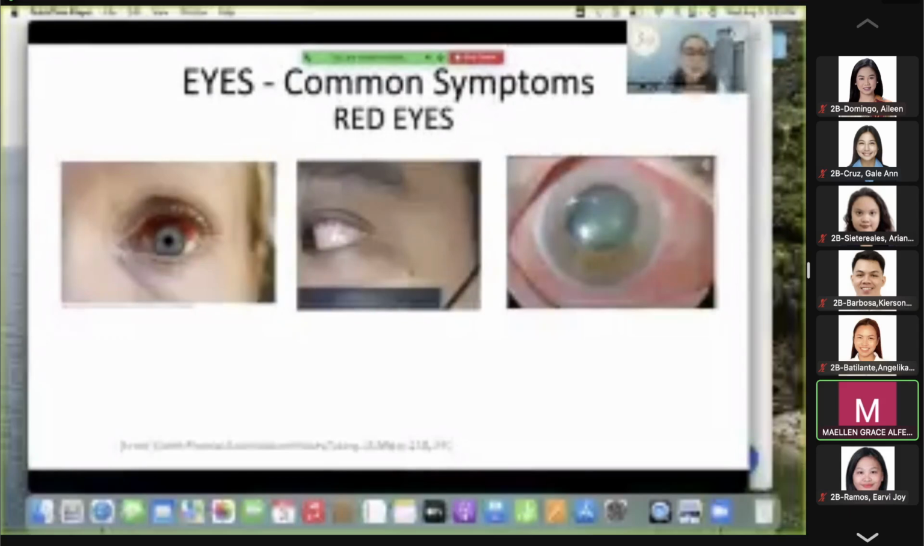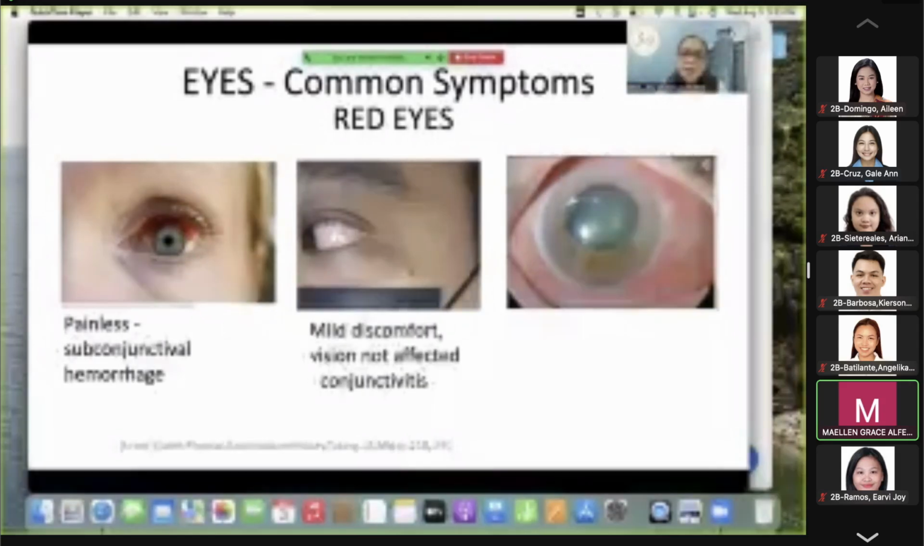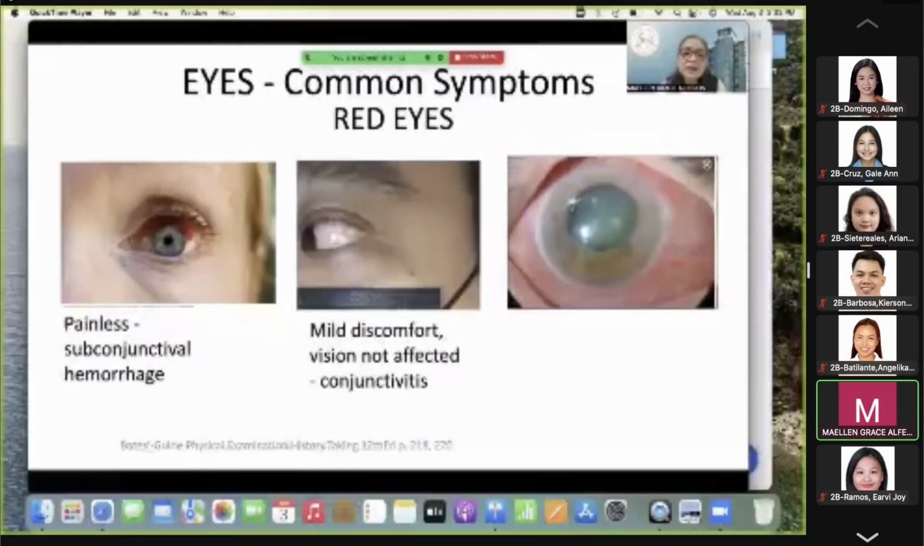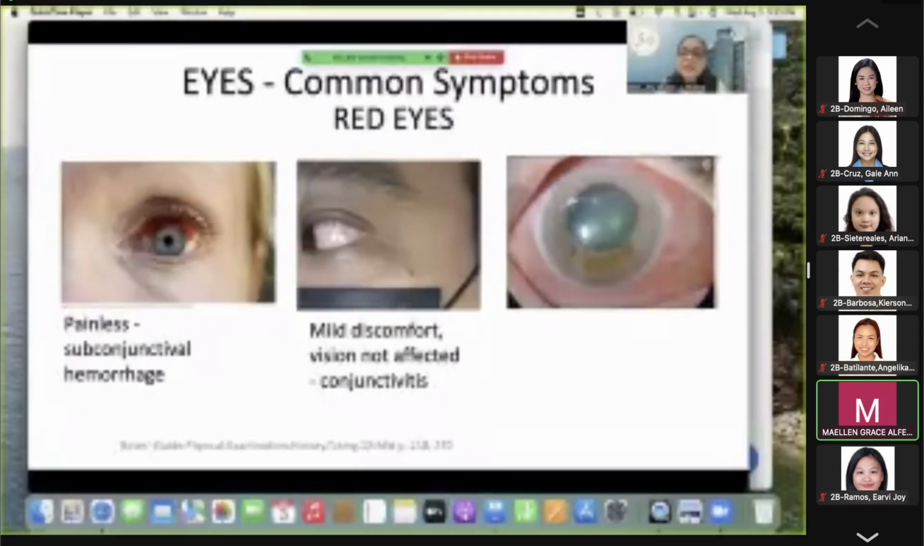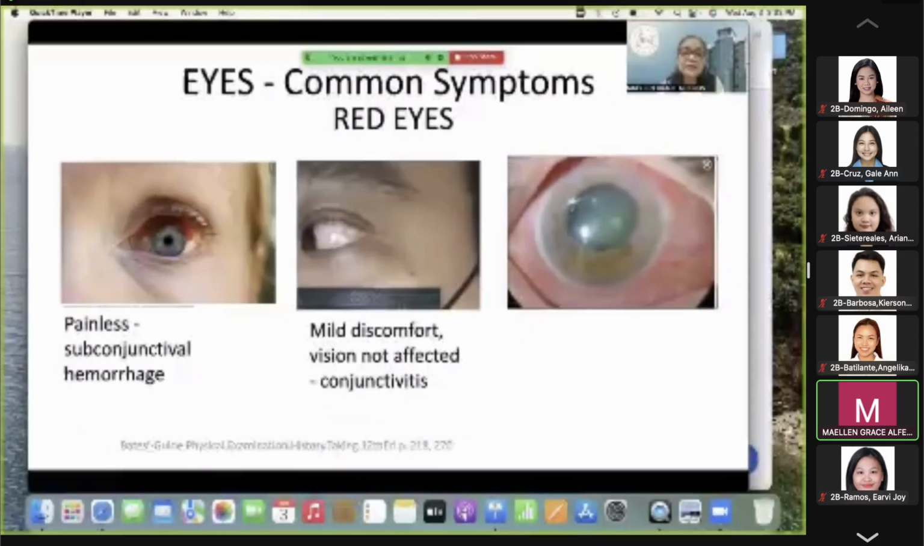Now, other symptoms would be red eyes. So here in the first picture, you see a very red eye here at the upper portion. And this is a lot of times painless. You call this subconjunctival hemorrhage that can occur in hypertension, trauma, or it can just occur spontaneously. Now, this picture shows a just pinkish to red, so very subtle redness. A lot of times this is painless, but you can have a mild discomfort. And importantly, the vision is not affected. This is conjunctivitis.